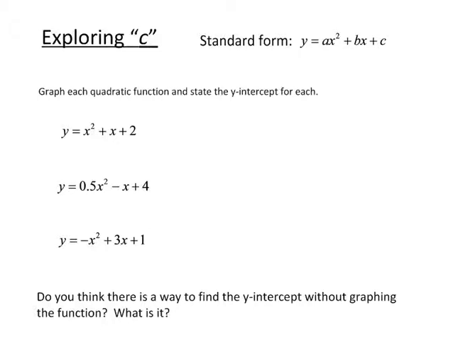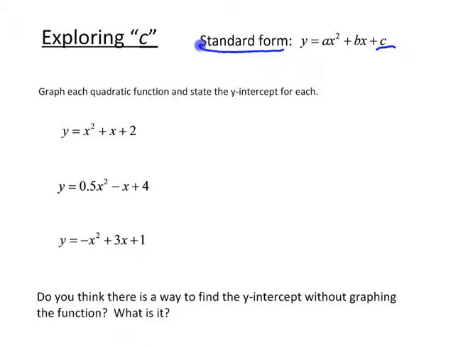In this part of the lesson, we're going to explore what c does to the graph. So we're talking about when our quadratic is in standard form and c is the constant that's added at the end. Sometimes c is 0, and so you won't see anything there at all. But for these three examples that we're going to look at, c has a value.